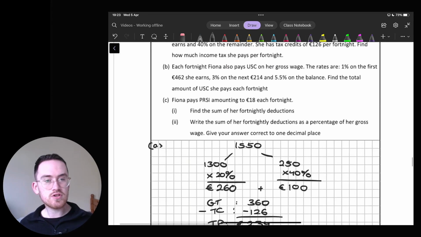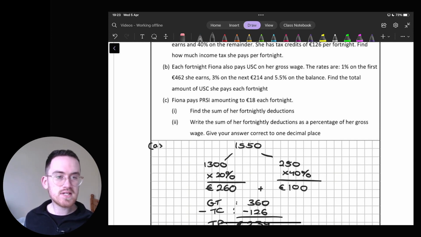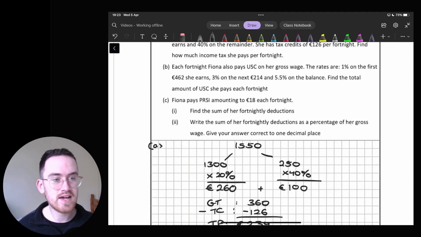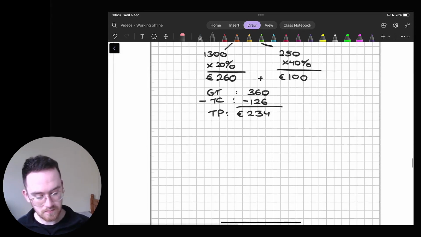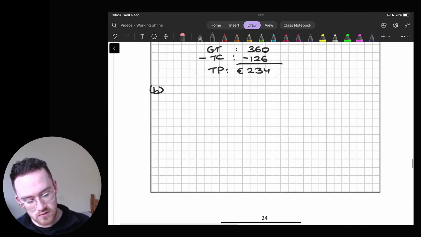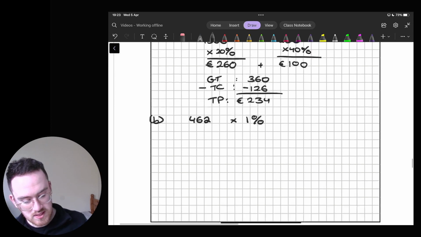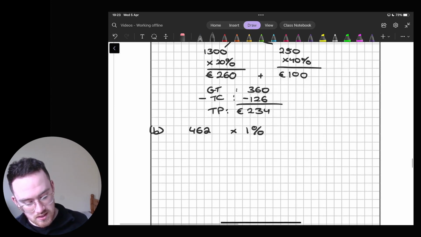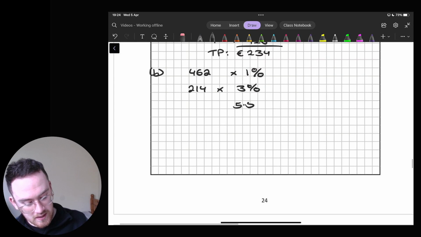Each fortnight she also pays USC on her gross wages, and the rates are 1% on the first 462, 3% on the next 214, and 5.5% on anything that's left on the balance. Find the total amount of USC. So let's write down those rates. Okay, so 1% on the first 462. So on the first 462, that's going to be 1%. Then 3% on the next 214. And 5.5% on the balance, on anything that's left.